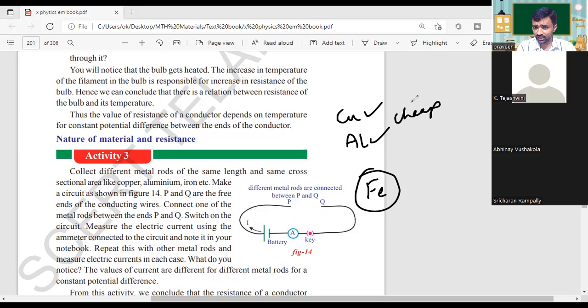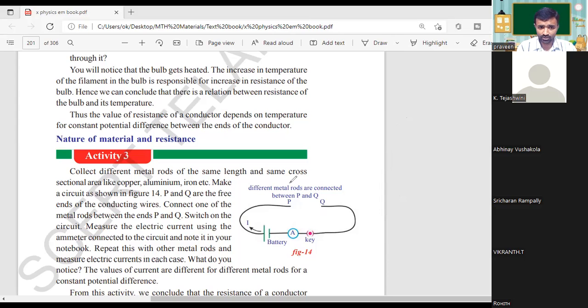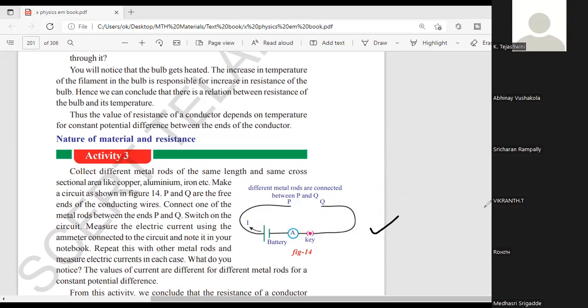Are you clear about this? Are you clear about how to conduct activity 3? If you are checking one factor, verifying with one factor, then what to do? The rest of them you maintain constant. Keep it in mind, right? So give me a quick reaction. Did you understand this activity 3? Is it clear? Give me a quick reaction.